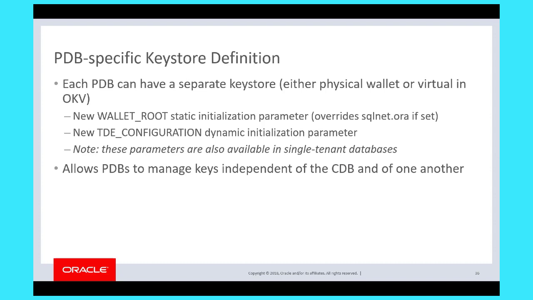Okay. We've got some nice new features for encryption and advanced security. One of the big ones is we have given you two new initialization parameters, wallet root and TDE configuration. Wallet root is static and specifies the location of the encryption key store. And if you're using SQLnet.ora, it overrides encryption wallet location within SQLnet.ora. The other one we've given you is TDE configuration, which allows you to specify what type of key store you're using. Are you using wallet or are you using HSM?